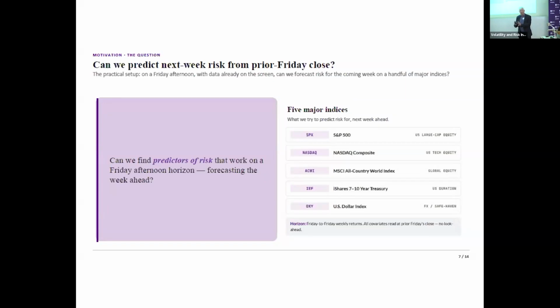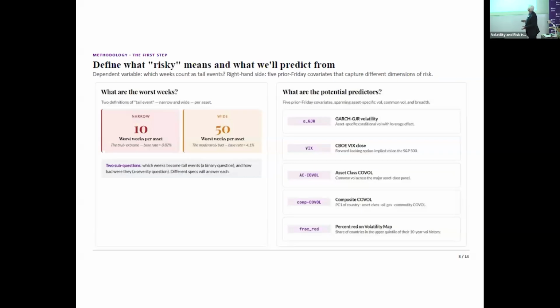So we're going to look at how we might expect their performance to be next week based on measures that we see today. And what are the measures we're going to be interested in? Well, obviously, we're going to be interested in volatility. That's a way of measuring value at risk. It's almost the same calculation. But also things like the VIX and the asset class COVOL, which we just talked about, and the composite COVOL, which we just talked about, or actually called systemic COVOL.